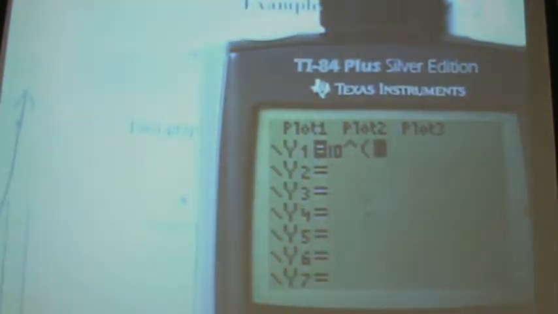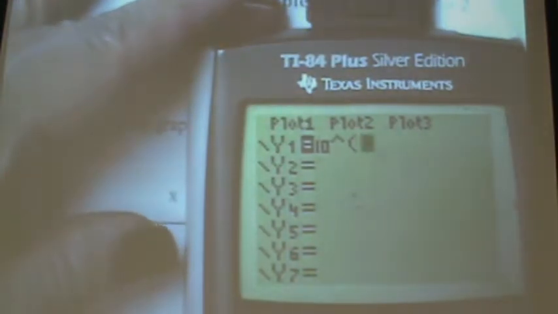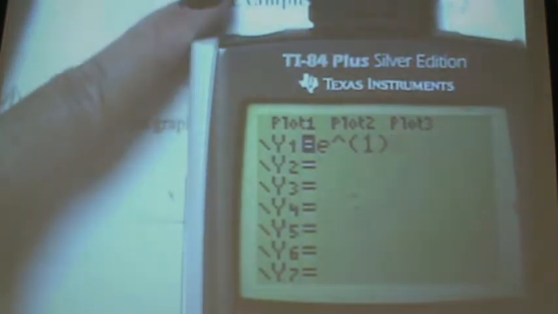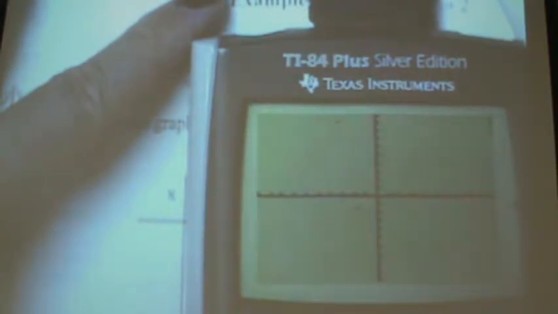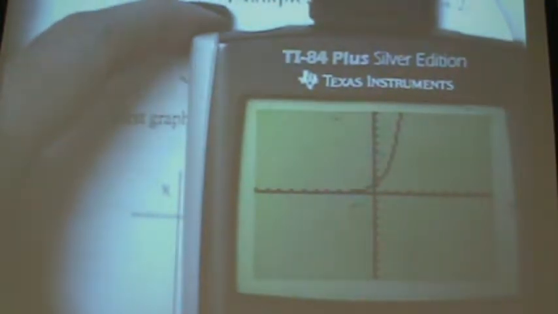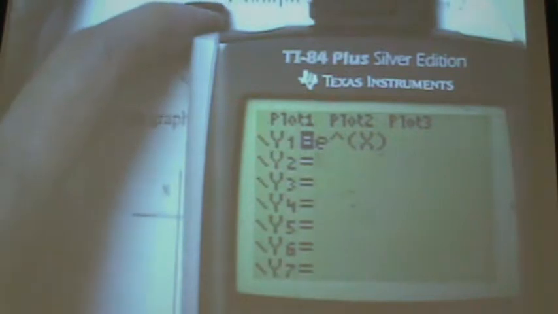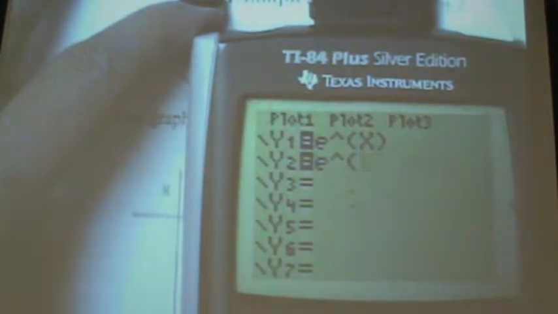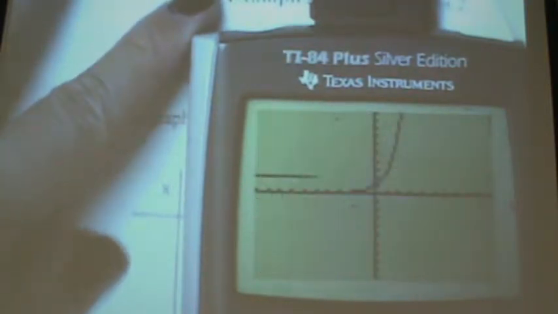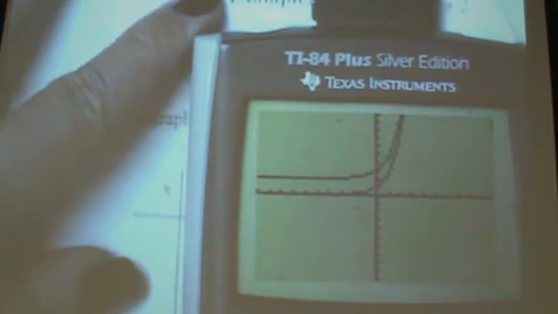Now, when you type this one in, whoops, sorry, that's not an e, second e. Graph e to the x power. There it is. Now, what does it look like when it's shifted 2 units up? The same, but x and then plus 2. And the same graph, 2 units up. Okay?